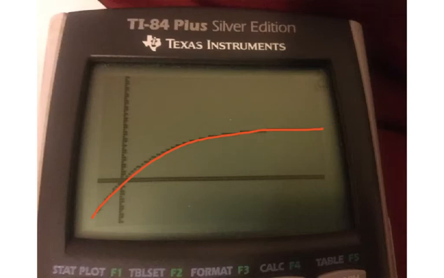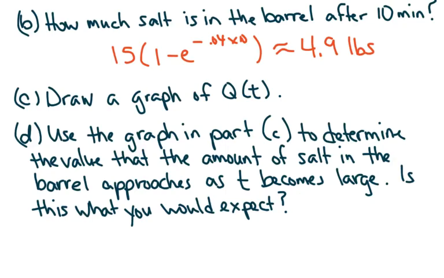And then if I go back into my table setup again and I change the table start to 500, because I just keep making it larger and larger, and then I go back to my table, at 500 you'll notice that the y values are all 15. Well, that's kind of interesting because there's a 15 in this equation. Why is it approaching 15?